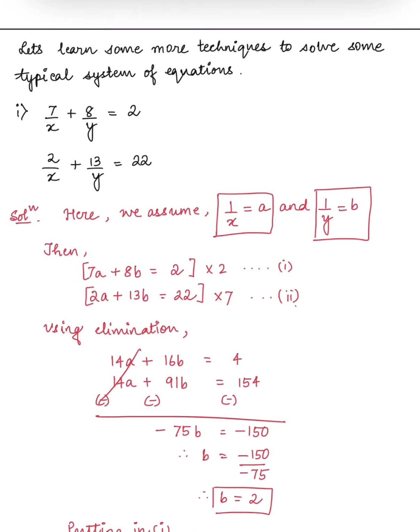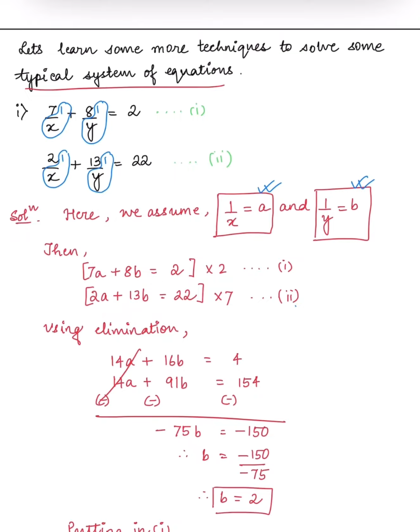Now moving on to some special techniques that we need to solve some typical systems of equations. So if the question states something like this, that is 7 by x plus 8 by y equal to 2, if this is my equation 1, and 2 by x plus 13 by y equal to 22. This is my equation 2. Now see that it is somewhat unusual because it's 1 by x which is there in both and 1 by y which is again there in both. So what we do is we take 1 by x as a and 1 by y as b.